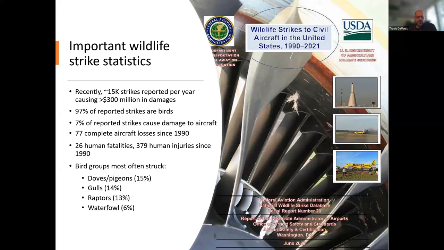Other than passerines or perching birds, the groups that are most often struck are doves and pigeons, gulls, raptors, and waterfowl. And the mammal groups that are most often struck are deer and canids, especially coyotes. Those are especially concerning at airports because quite often strikes with these large mammals do cause damage to the aircraft.